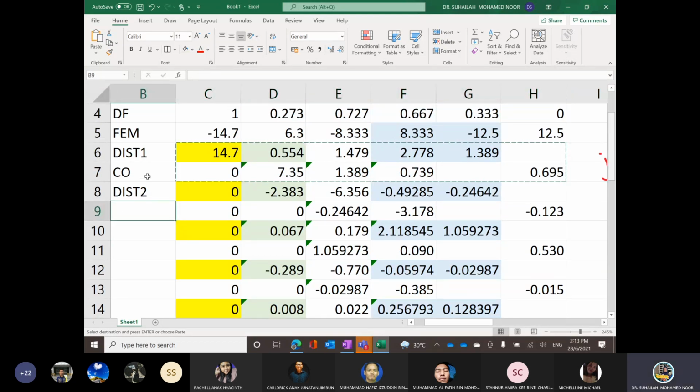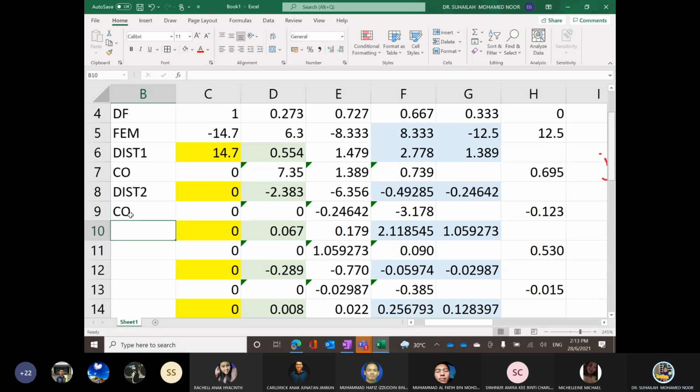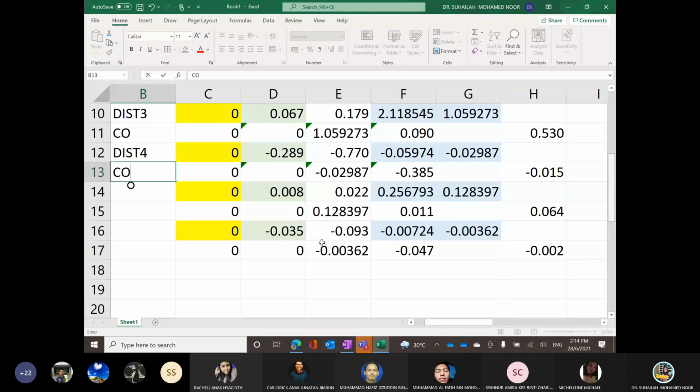So we have carry over and then distribution number 3, then carry over and then distribution number 4, and then carry over, distribution number 5, carry over, distribution number 6.